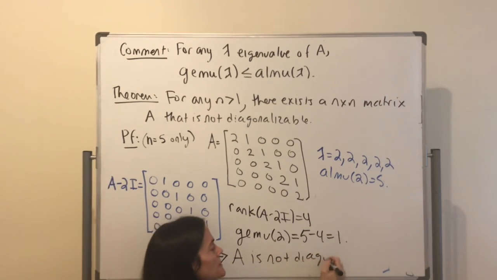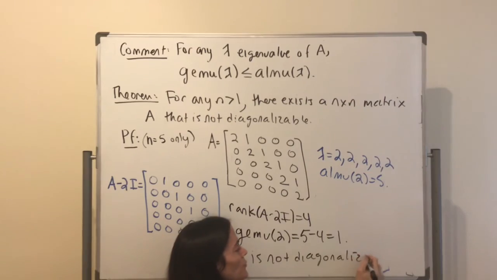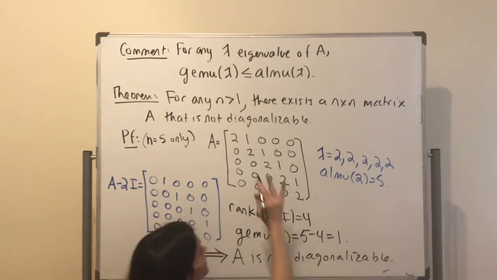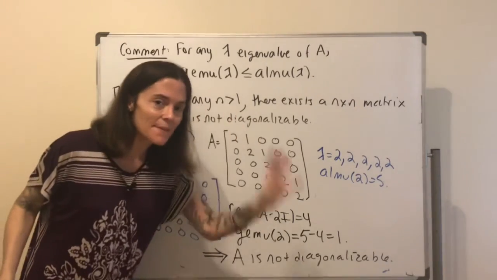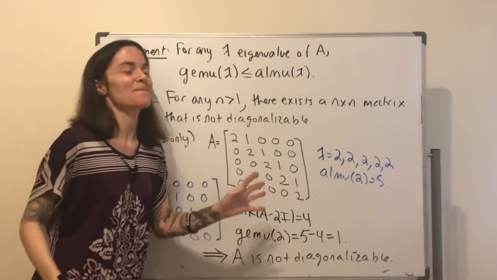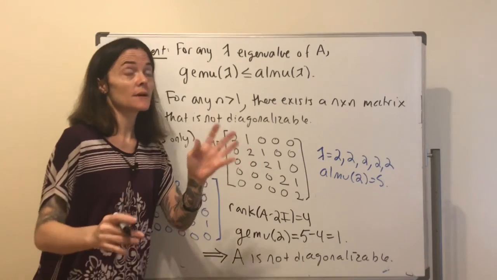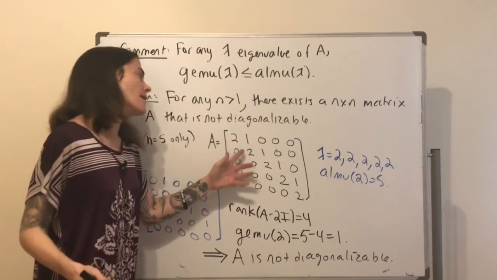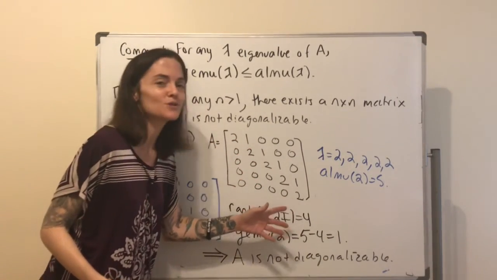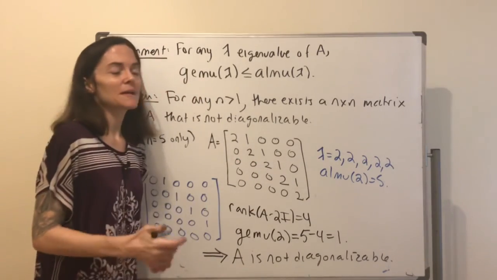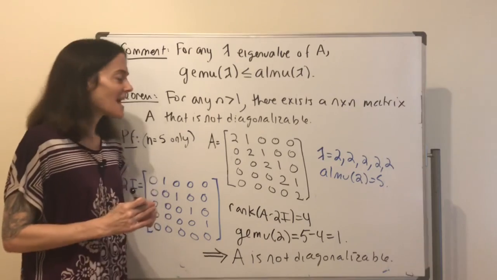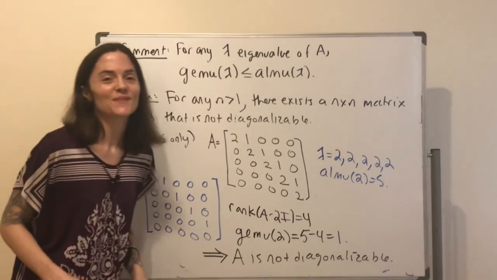And even though, as I mentioned, I proved this there-exists theorem for n equals 5, you could take the exact same construction. You could put any number. I just chose 2 down the diagonal, but put 1's right up here, and you will get a matrix that's not diagonalizable by the same argument.